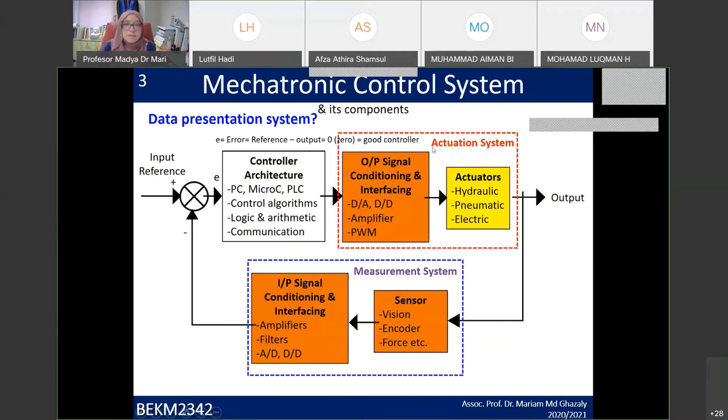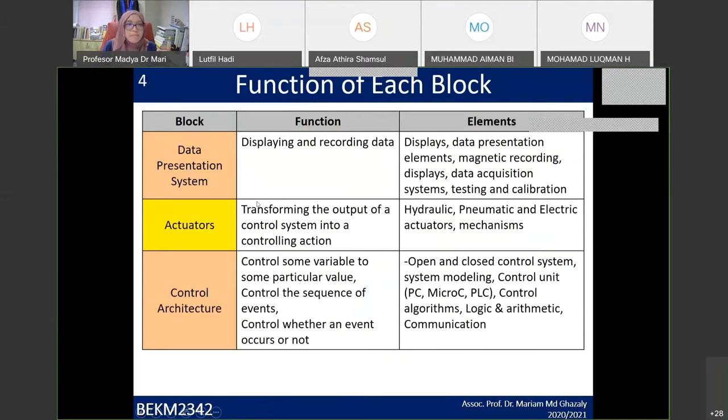I will just skip this. This one is the normal thing. So what we are going to learn is on this topic, actuation system, and I skip that.